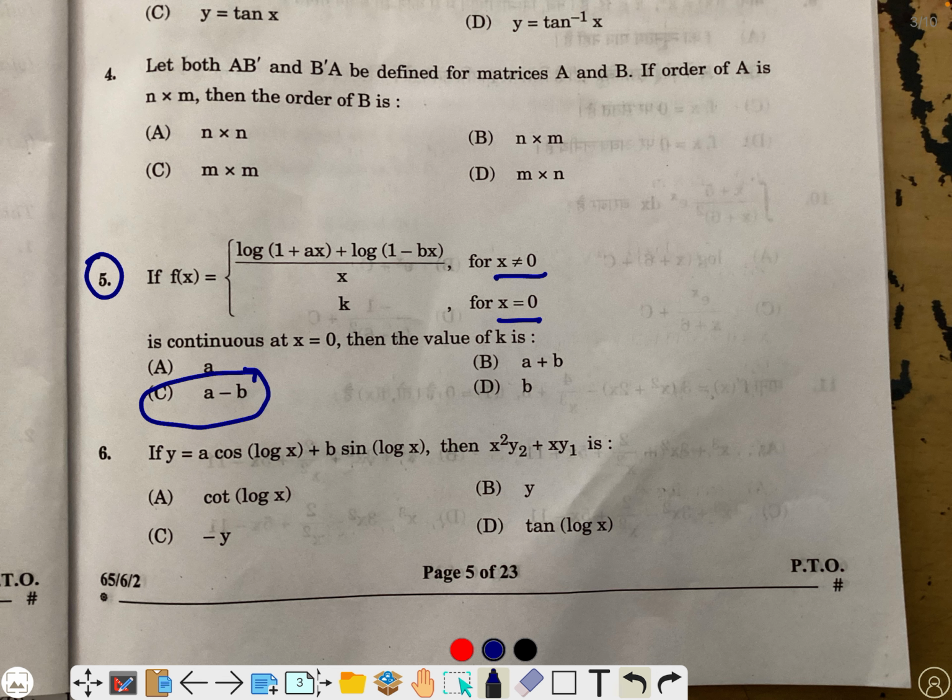And for the sixth question, I got it as minus y. Anyway, you just solve the sum. If you get minus y, the same answer, then it is the correct answer. So the sixth alone I'm not sure. So you just check it, guys.